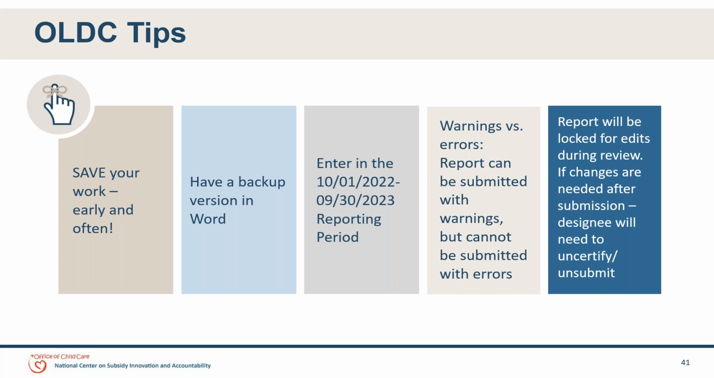Now, after we review it, if any additional changes need to be made, if there's things we need you to fix, the report will show up as being rejected, which I know it sounds really harsh, but that's just the terminology they use. And once it's been rejected, then the designee will need to unsubmit and uncertify it, make your changes, and then recertify and resubmit. So we always get questions about okay, I need to make edits on my report. What do I do? That's kind of the process where it gets rejected, uncertify, unsubmit, and then recertify, resubmit.